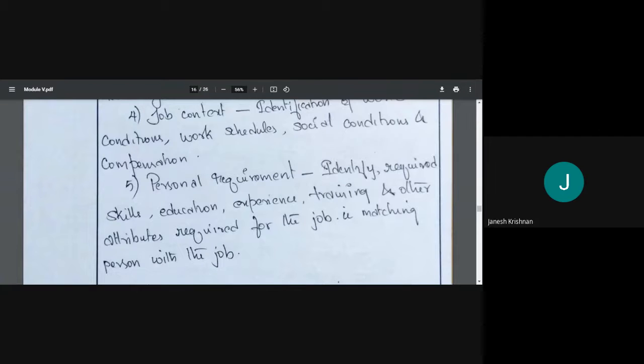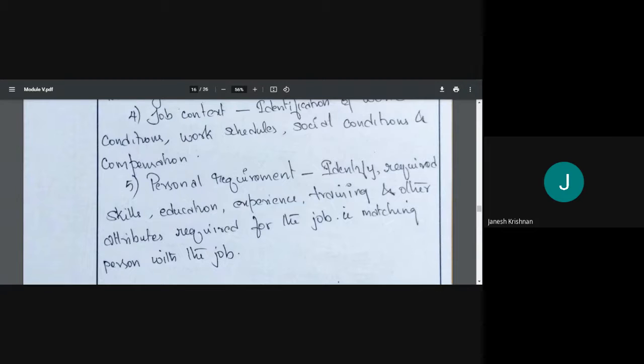But sometimes work will be carried out in some forest area. Okay, you might be working in a forest area. What are the conditions over there? All these things have to be considered. And what is the compensation? Salary plus what? These things are also looked into while we are doing job analysis.